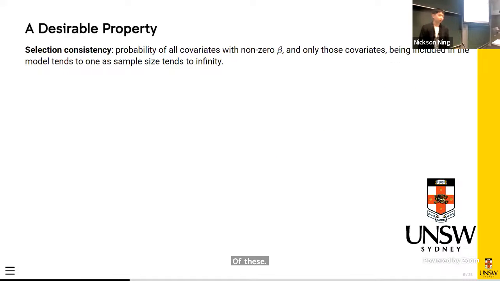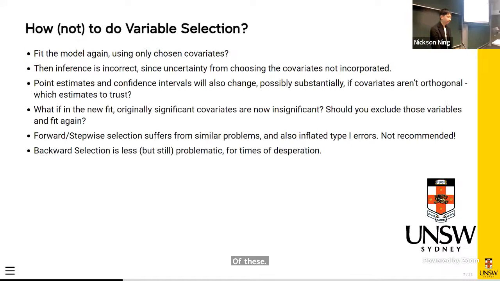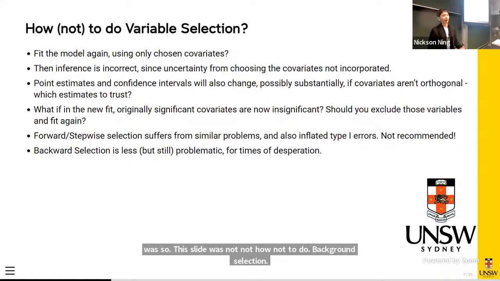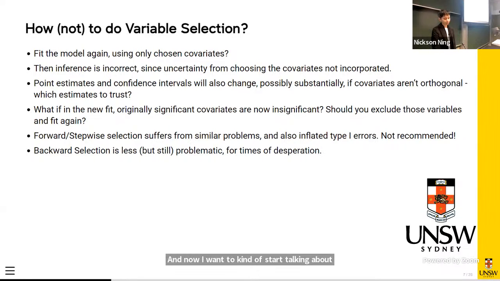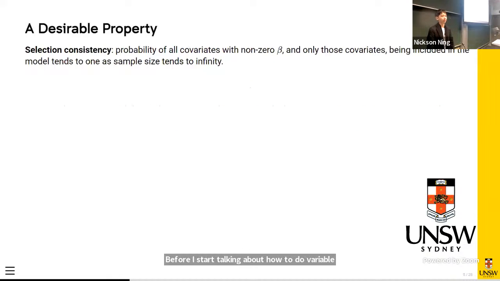Okay, so this slide was about how not to do variable selection. And now I want to start talking about how to do variable selection. But before I start talking about how to do variable selection, I want to talk about a desirable property. This is really how statisticians like to think about the variable selection problem.